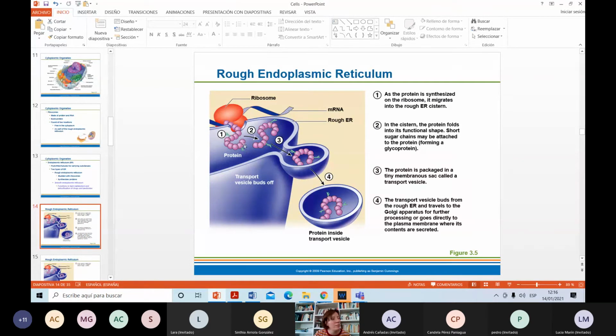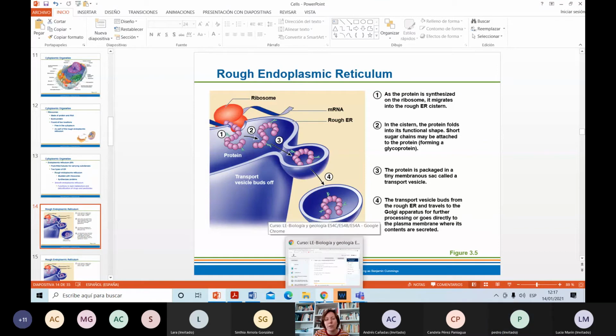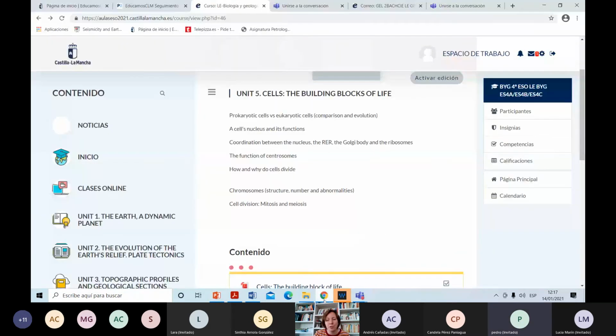Then after storing them for a long time, or a short time, depends, it's going to send them in these bags. How do we call these bags? Protein inside transport vesicle. Okay, so they are vesicles, transport vesicles, because they are going to be transported somewhere else. From the rough endoplasmic reticulum to the Golgi apparatus, the Golgi body.